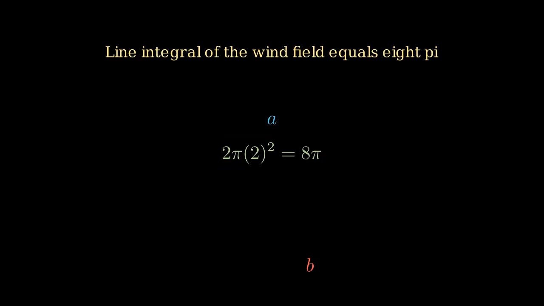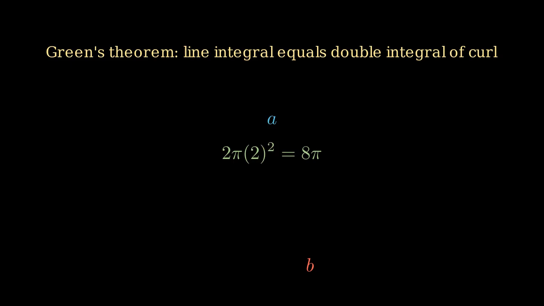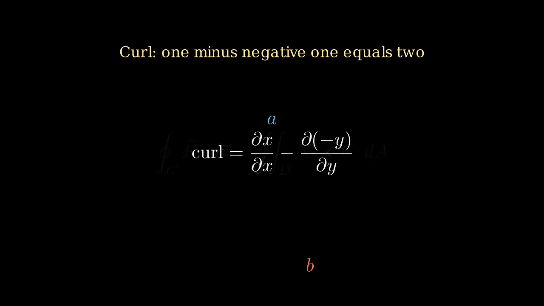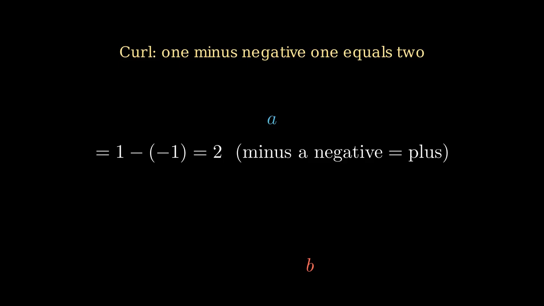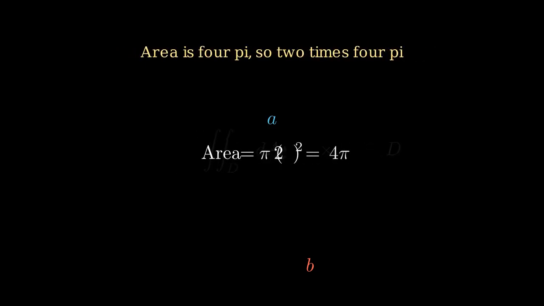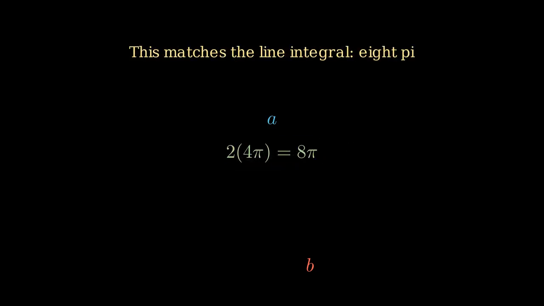Now let's confirm this using Green's theorem, which says the line integral around a closed curve equals the double integral of the curl over the region it encloses. In 2 dimensions, the curl of this field equals the partial derivative of x with respect to x minus the partial derivative of negative y with respect to y, which is 1 minus negative 1 equals 2. The double integral of this constant curl, 2, over the disk of radius 2 equals 2 times the area of the disk. The area of a disk of radius 2 is pi times 2 squared, which is 4 pi, so 2 times 4 pi equals 8 pi. As a check, this 8 pi from Green's theorem exactly matches the 8 pi we found directly from the line integral.